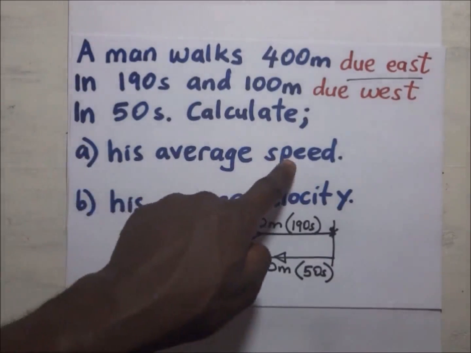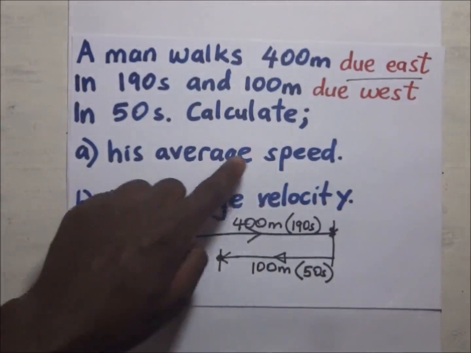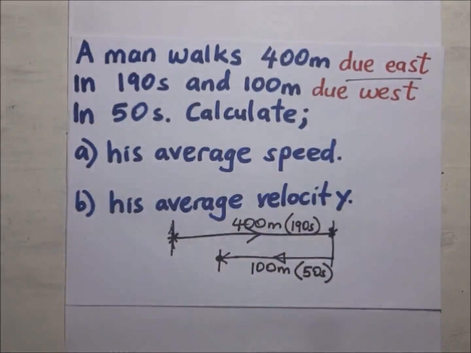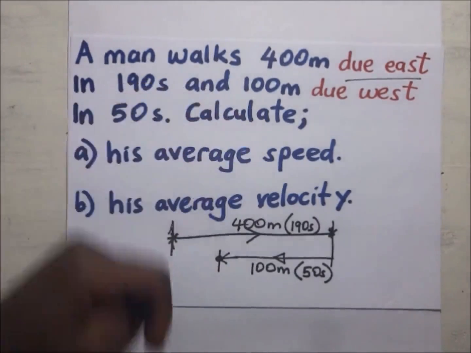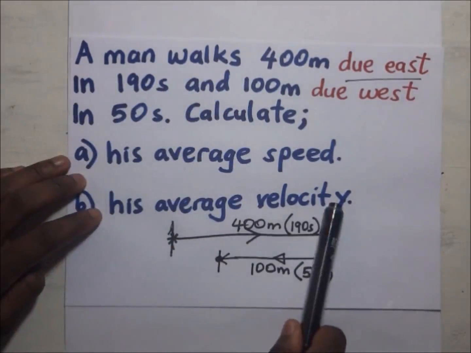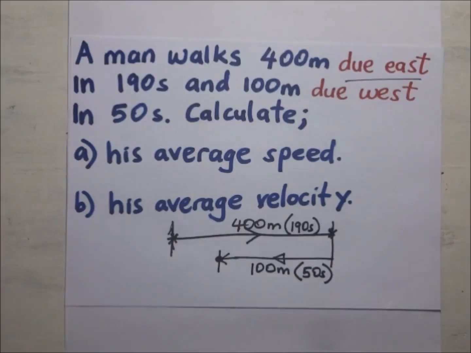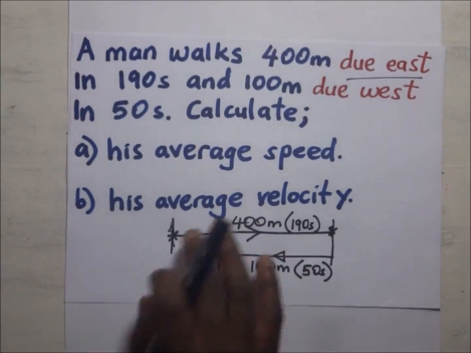So if you are to find its average speed, remember, when we are coming to average speed, we are only concerned with magnitude. It's going to be the distance covered, divide that by the time taken. But when it comes to average velocity, we are going to concern ourselves with the displacement. So let's go ahead and start working. Average speed.